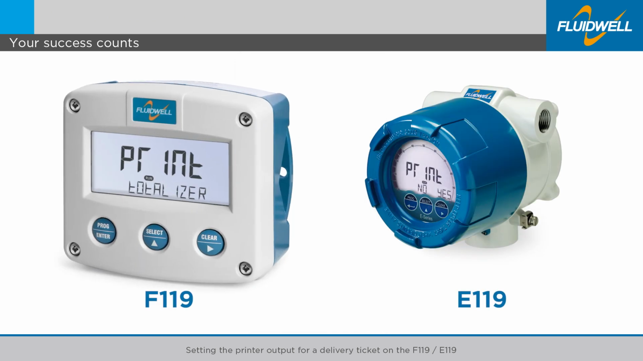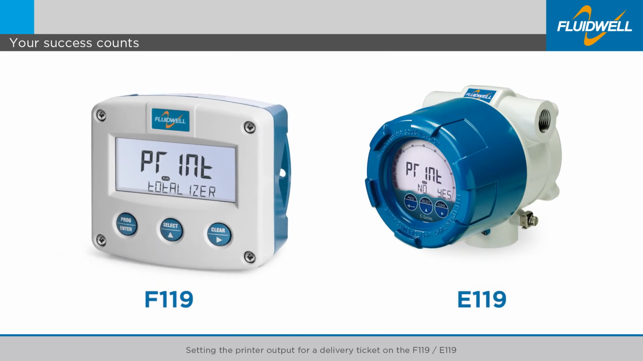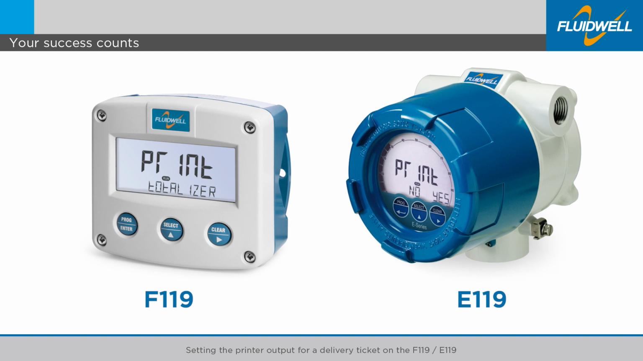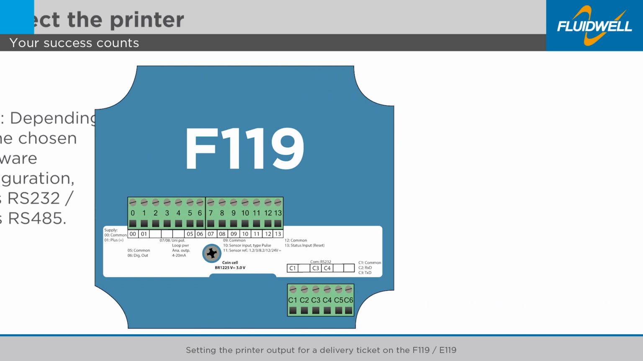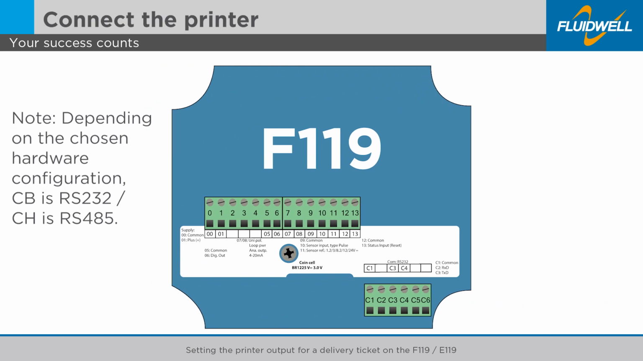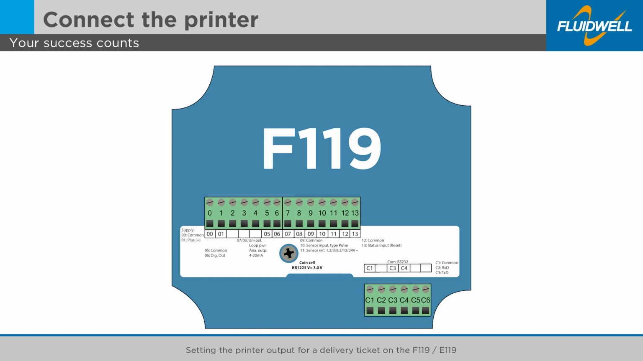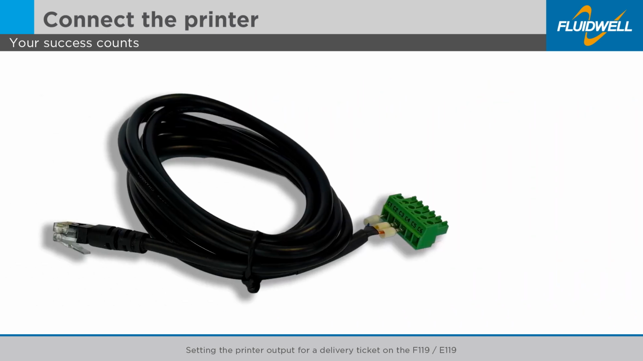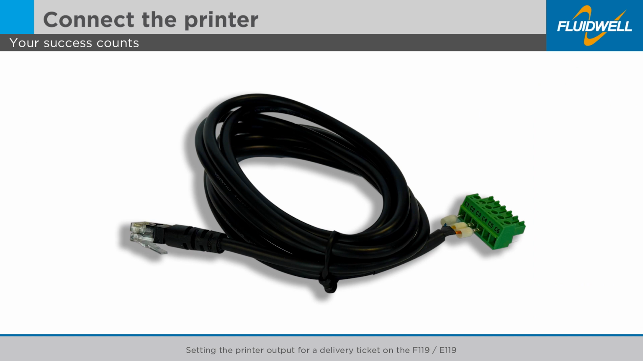We will use the F119 as an example. The E119 is identical. Let's take a look at how this works. An RS232 or RS485 printer can be connected to terminal C1 to C4. To ensure a quick and easy installation, the optional Fluidwell printers come with a plug-and-play connector.